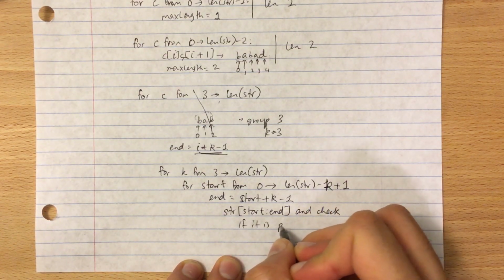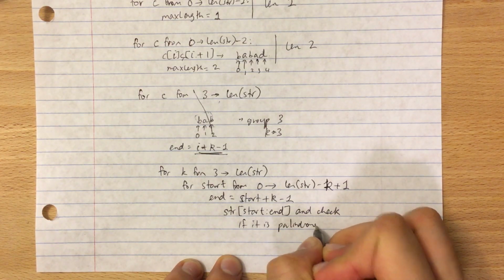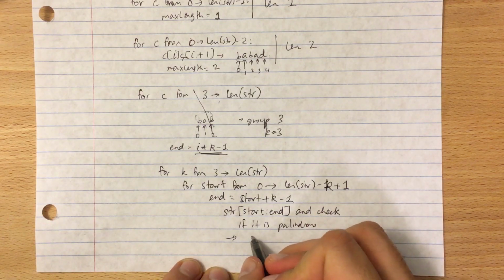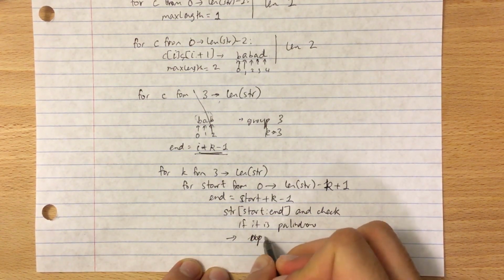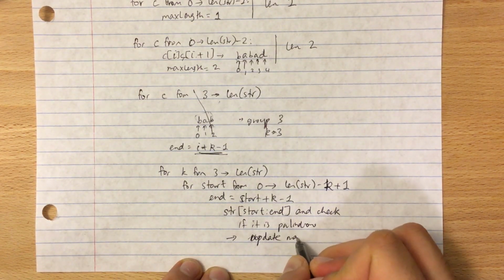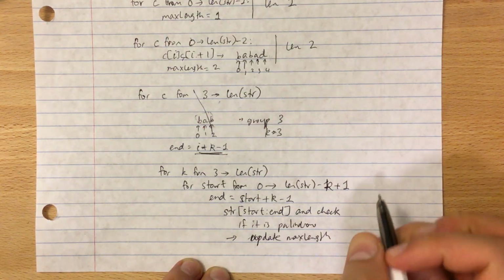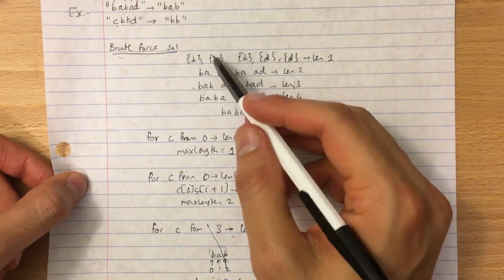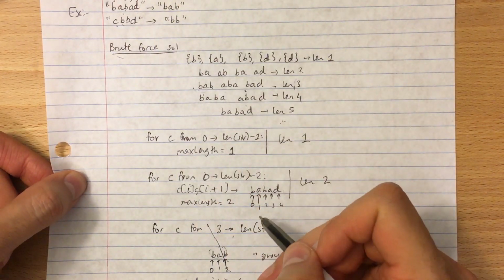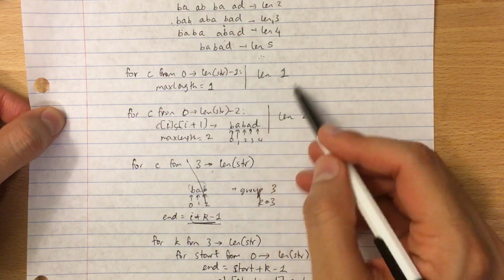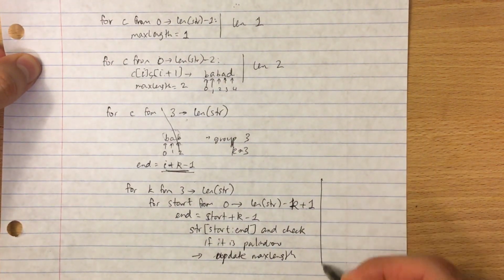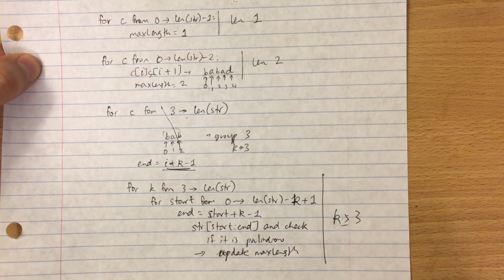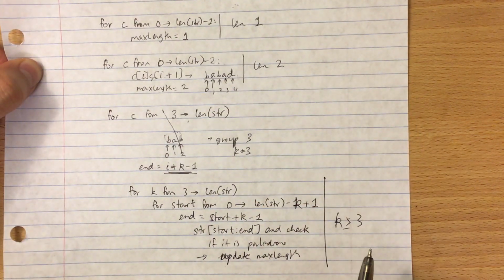And if it is a palindrome, then you can update the max length. So that's the general idea here. You are essentially brute forcing, generating all the possible substrings that can be formed: length 1, groups of 2, and then groups of k, where k is greater than or equal to 3, and you're picking the max one.